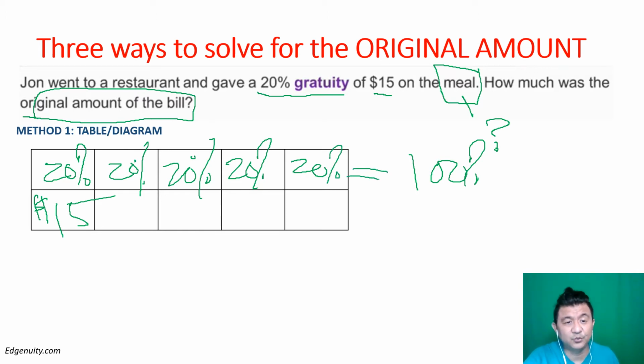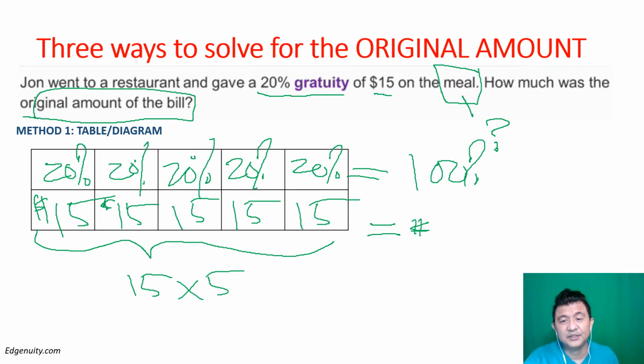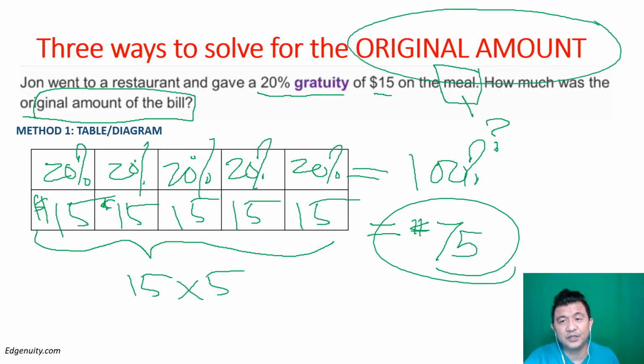And remember, every 20% is how much? 15, 15, 15, and 15. Okay, since we have 5 sets of 15, so 15 times 5, our total therefore will be how much? $75. So 75 is the original amount. From that 75 spent in the restaurant bill, that's where we took the 20%. Okay, so that's using a table or a diagram.